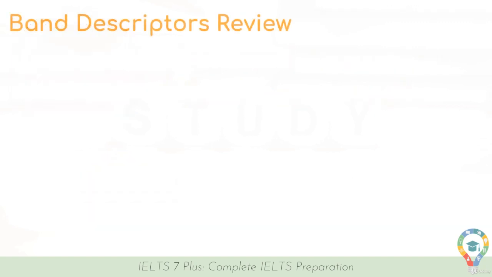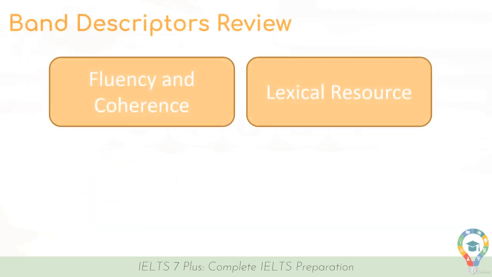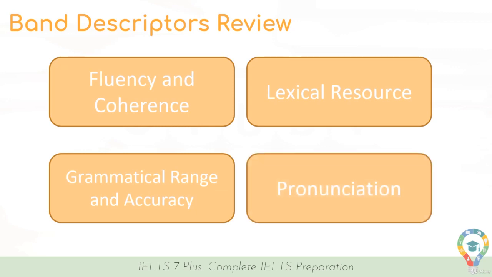Well, there are still 4 sections that the examiner uses to give you your band score. However, in place of task achievement, we have fluency and coherence. Lexical resource and grammatical range and accuracy are still here, but we also have the addition of pronunciation. As before, these 4 sections are weighted equally to give you your final band score.